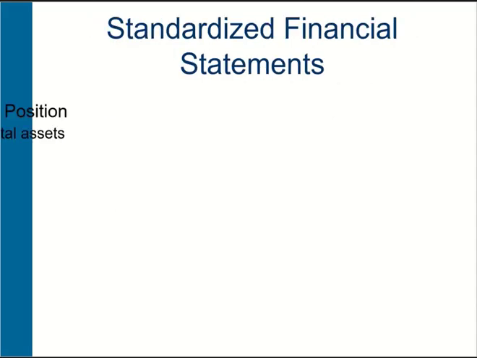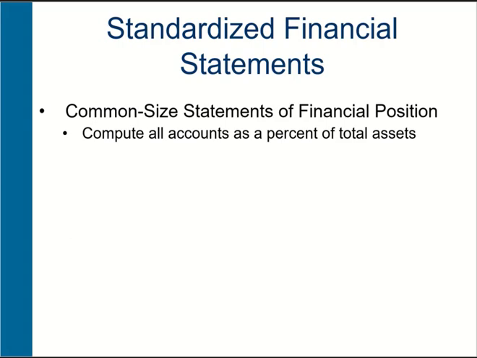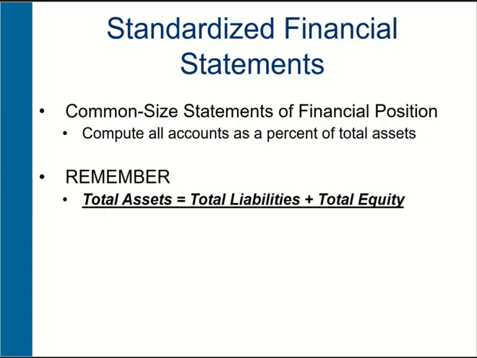So the first standardized financial statement that we'll look at is the common size balance sheet. And again, the computation is really simple. We're simply going to compute all accounts on the balance sheet as a percent of total assets. And remember, we're always keeping in mind the fundamental accounting equation. Total assets on the left have to be equal to total liabilities and total equity on the right. So computing an account as a percent of total assets is the same thing as computing an account as a percentage of total liabilities and equity.